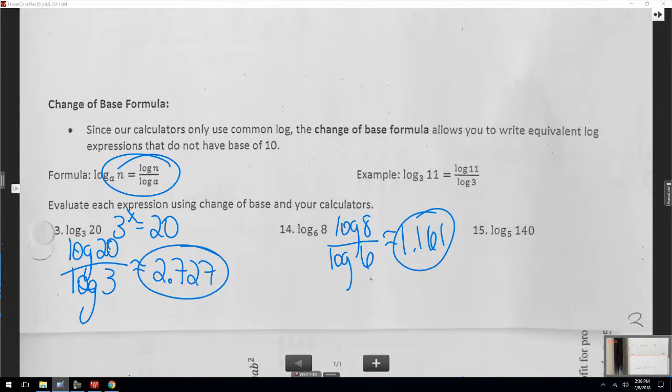Alright, last one. Here we go. Ask yourself the question. Do you have 5 to a power that'll give you 140? No. But I know 5 to the third is 125, right? So it's going to be really close to 3, right? So here we go. We got log of 140 over log of 5, and I already know it's 3 point something. 3.070. There we go. How we doing? We okay? All right. So that's it for our notes.